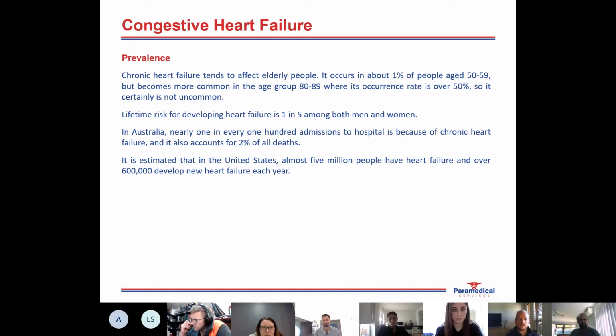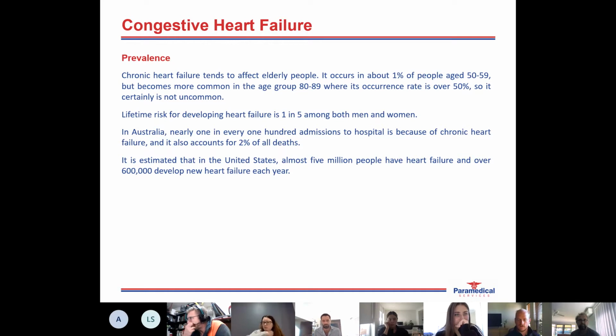Chronic heart failure tends to affect elderly people and occurs in about 1% of people aged between 50 and 59, but becomes more common in the age group of 80 to 89, where the occurrence rate is greater than 50%. In Australia, nearly 1 in every 100 admissions to a hospital is because of chronic heart failure, but it also accounts for 2% of all total deaths recorded in the statistics.